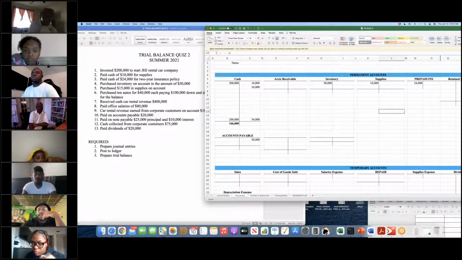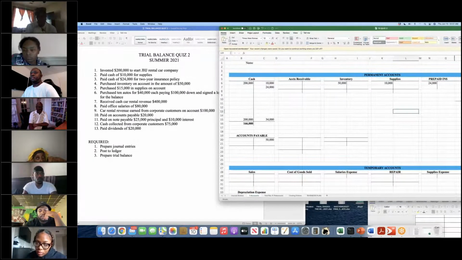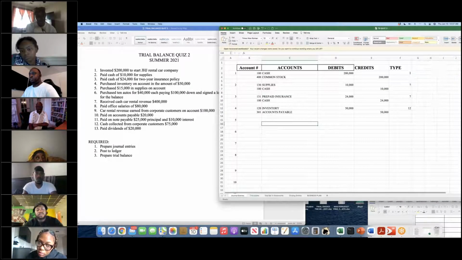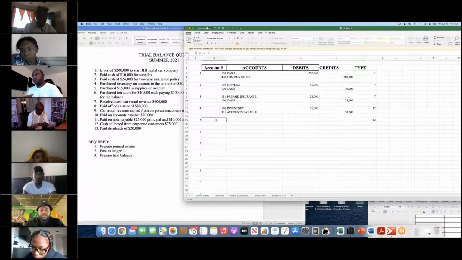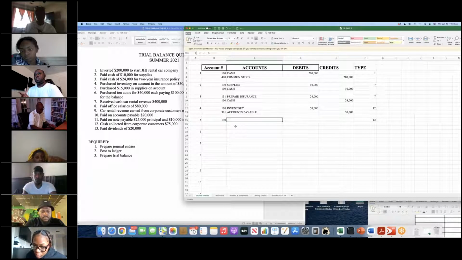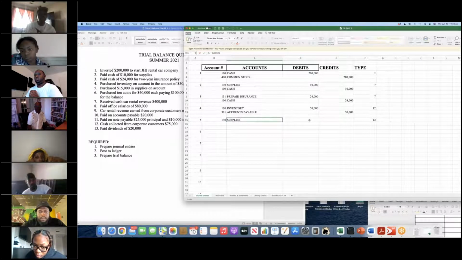What about number five? It's going to be transaction number 12. I'm sorry, number 12 again. Account number 130 for supplies is going to be debited $15,000. And then account 301, accounts payable, would be credited $15,000.